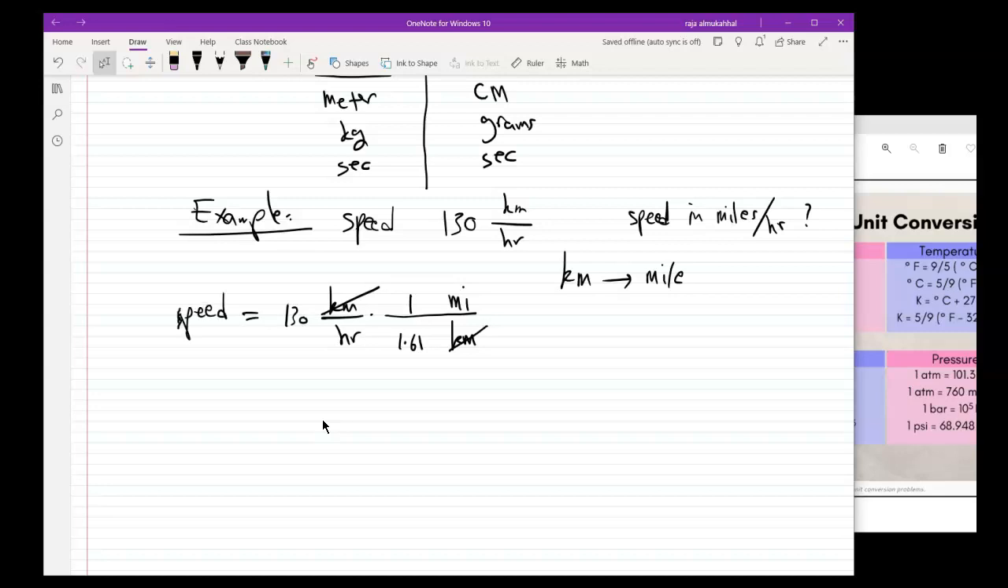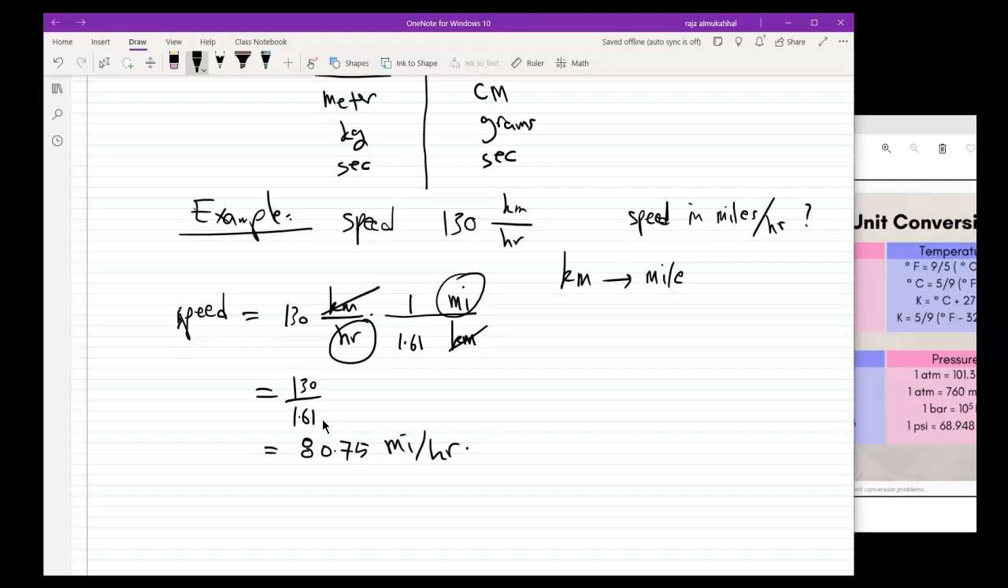Oops, I reached the end of the screen here. Anyway, so we have the speed is 130 miles per hour. You see that? So I go, so it has 130 over 1.61. I can use my calculator for that to convert it. And I have 130 divided by 1.61. And the answer is equal to 80.75 miles per hour. And there we go.